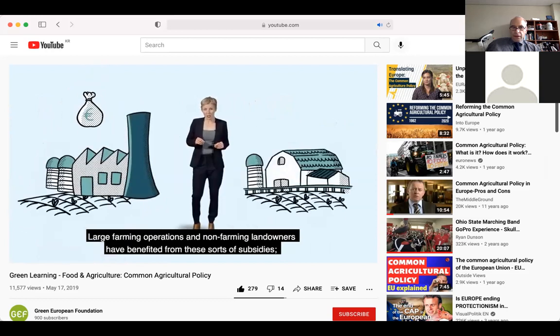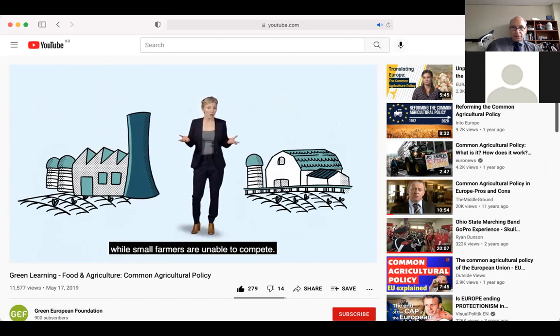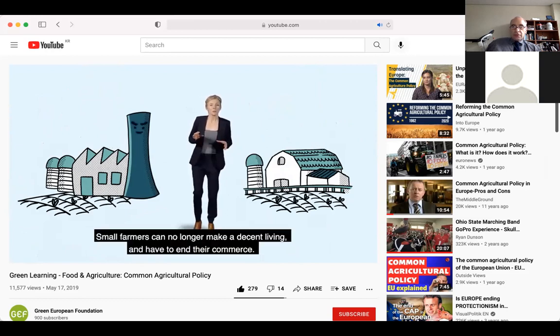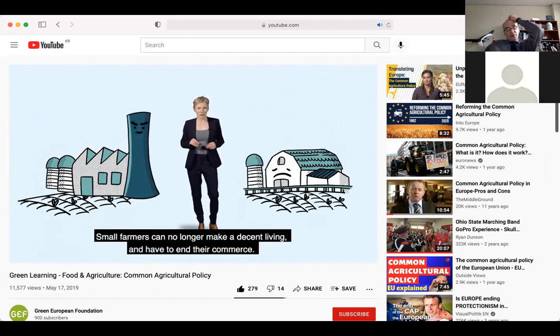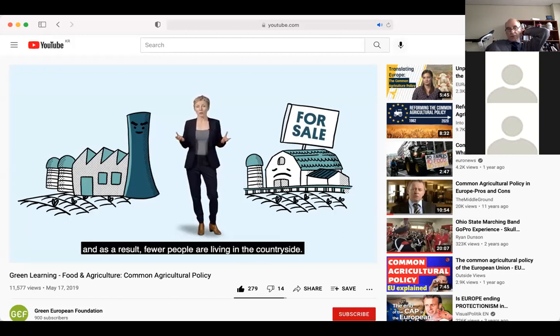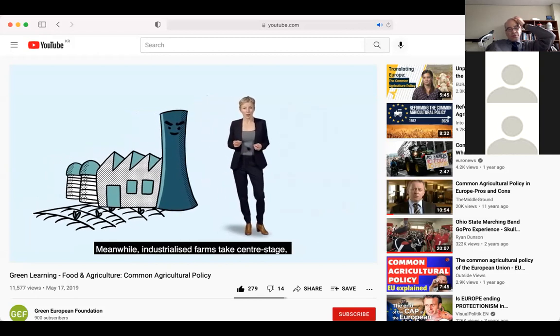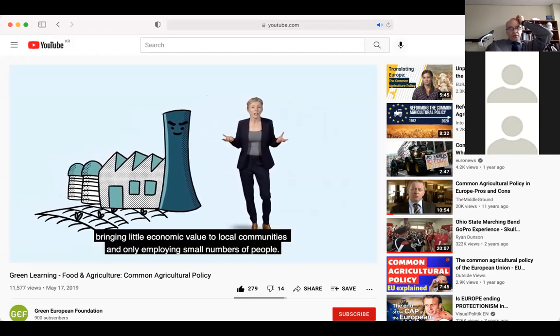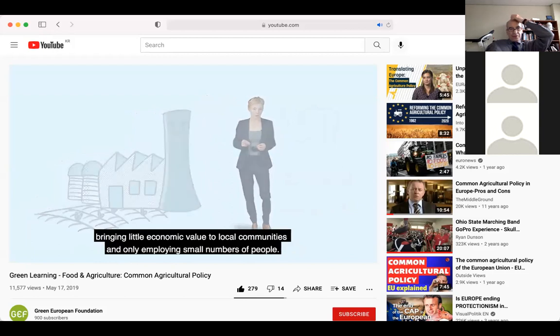Large farming operations and non-farming landowners have benefited from these sorts of subsidies, while small farmers are unable to compete. Small farmers can no longer make a decent living and have to end their commerce. This has led to a loss of jobs and a decline in economic activities in rural areas, and as a result, fewer people are living in the countryside. Meanwhile, industrialized farms take center stage, bringing little economic value to local communities and only employing small numbers of people.